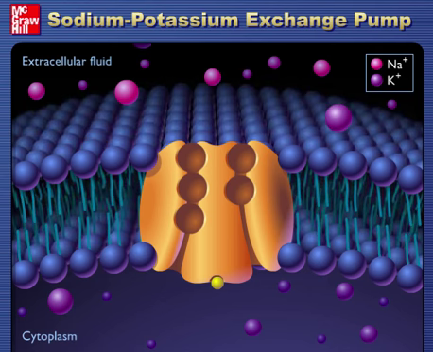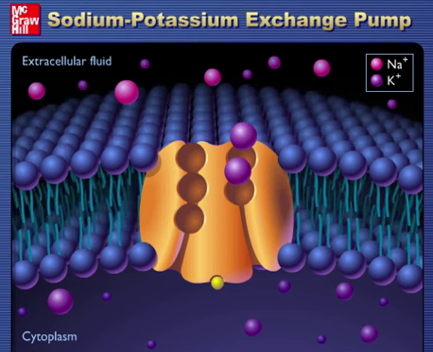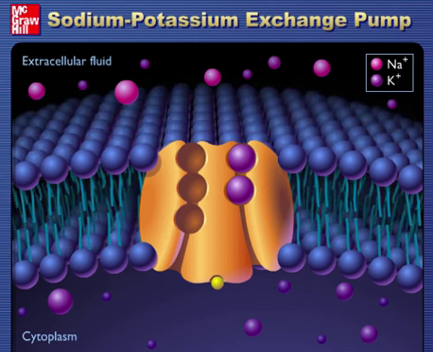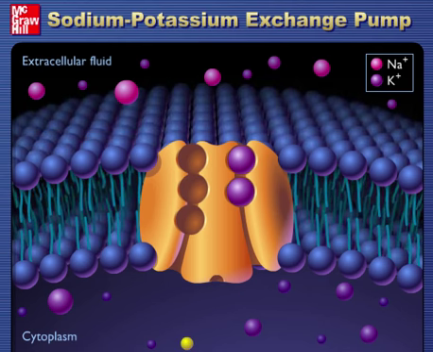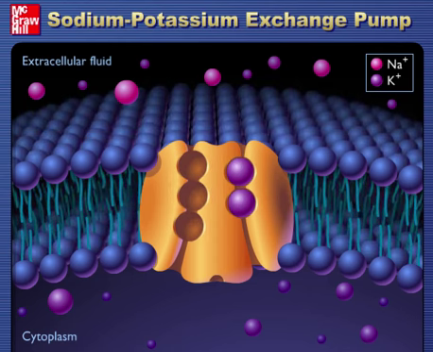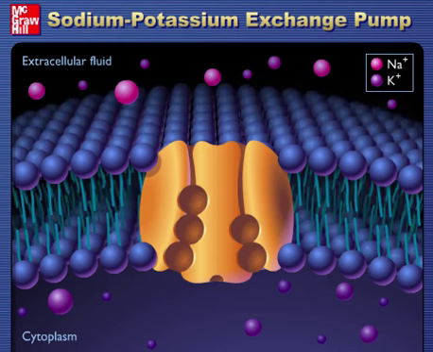In addition, potassium ions from the outside of the cell bind to the carrier protein. And then the phosphate that was left from the ATP molecule is released from the carrier protein, which causes it to revert back to its original shape, releasing the potassium into the cell.